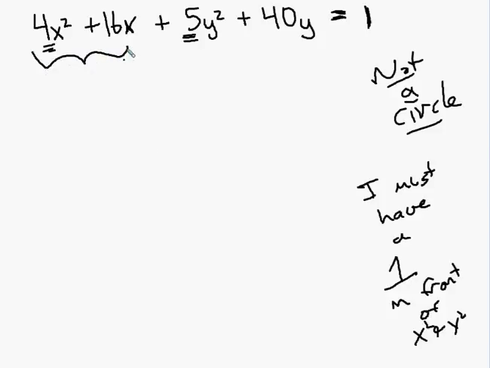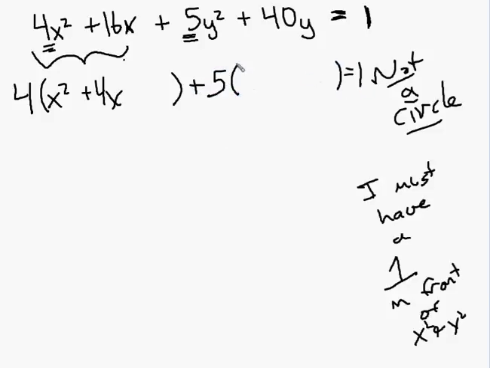So I'm going to factor this group, and I'm going to factor out a 4. And no matter how ugly it gets, now in this case it doesn't get ugly. And in the other group I factor out a 5. And I get y squared plus 8y.